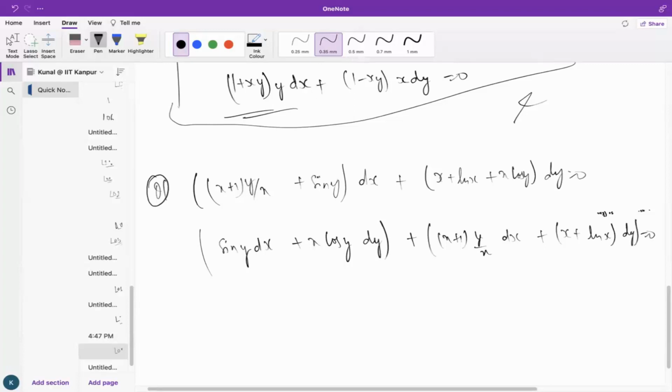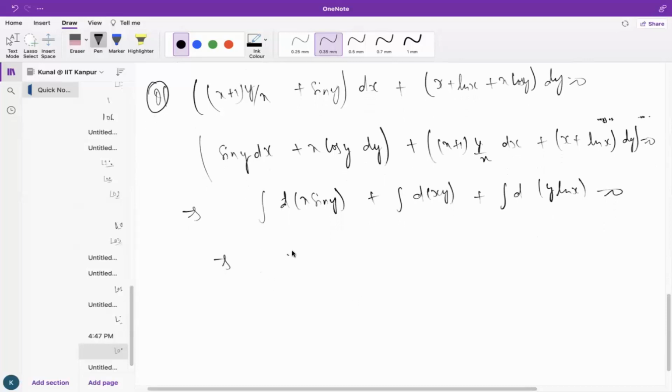Okay. Now what I have to do here is write d of x sin y, plus d of xy, plus d of y ln x is equal to 0. So here we can write it as x sin y plus xy plus y ln x is equal to some constant.